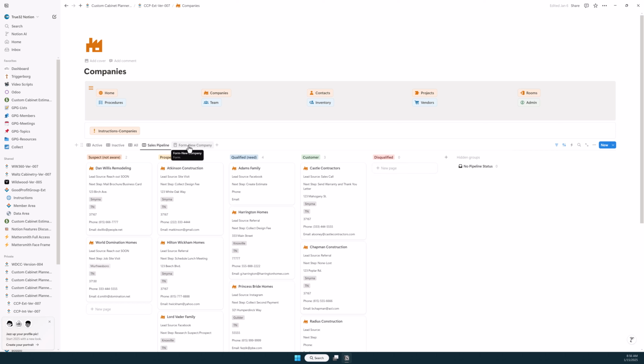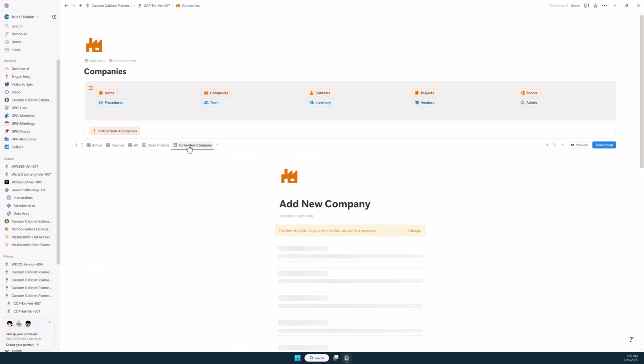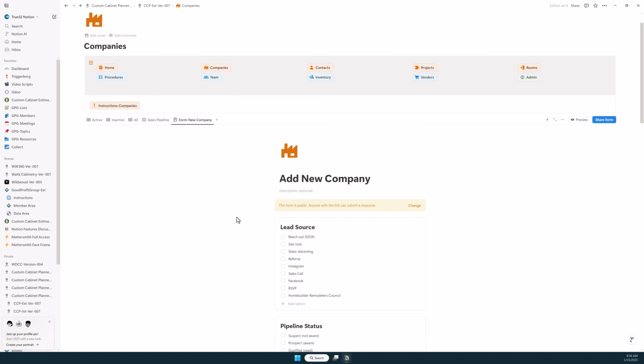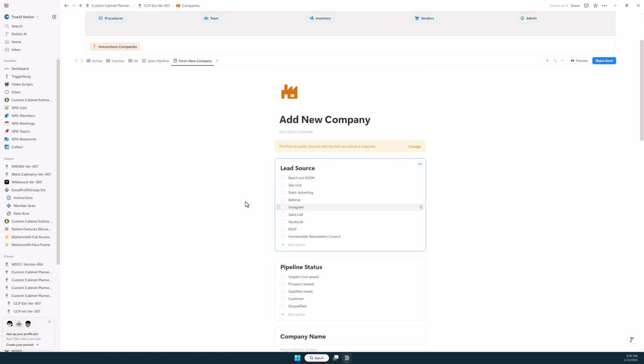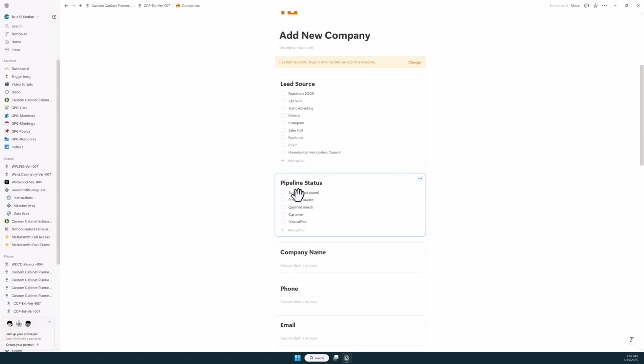And then the form new company, this is not like the job application or the contact form. This one is for internal use. You wouldn't give this to someone to fill out for you. It's just an easier way to enter someone, especially if you're doing it from a phone and you're out in the field, you're in your car and you find somebody. So you would be saying, how did we find this person? Where do they fit in this scheme of this pipeline? Suspect, not aware, prospect, aware, qualified, need, customer, disqualified.